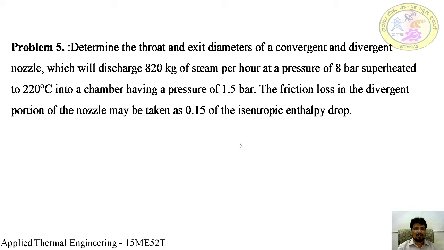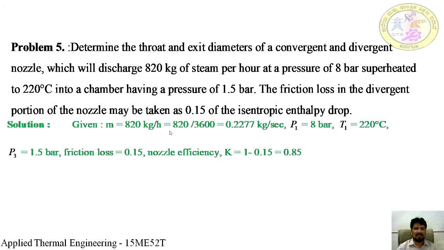Now note down the given values. First, the mass is given, that is 820 kg per hour. That is converted to kg per second: 820 divided by 3600, that means 60 into 60, which is 0.2277 kg per second. So kg per hour is converted to kg per second.